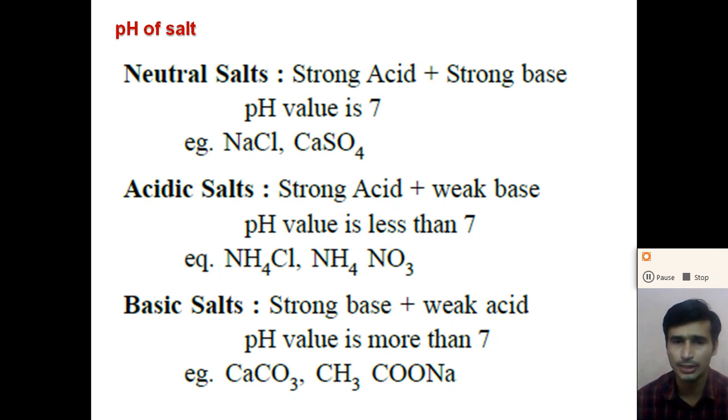So dear students, when a strong base reacts with a weak acid, the pH value of the salt is more than 7, and the salt is called a basic salt. For example, calcium carbonate and sodium acetate, CH3COONa, are basic salts. It is basic in nature. So dear students, understand what are the neutral salt, the acidic salt, and the basic salt.